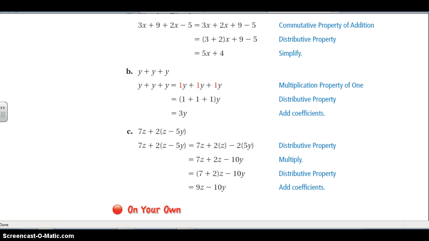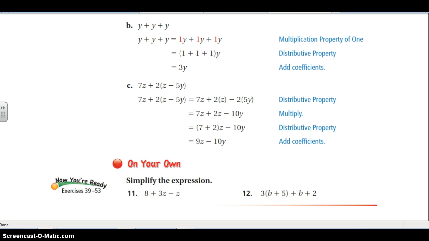These are very confusing. I want you, though, to do numbers 11 and 12. Use the examples to help you. The answer for number 11 is 8 plus 2z. And the answer for number 12 is 4b plus 17.